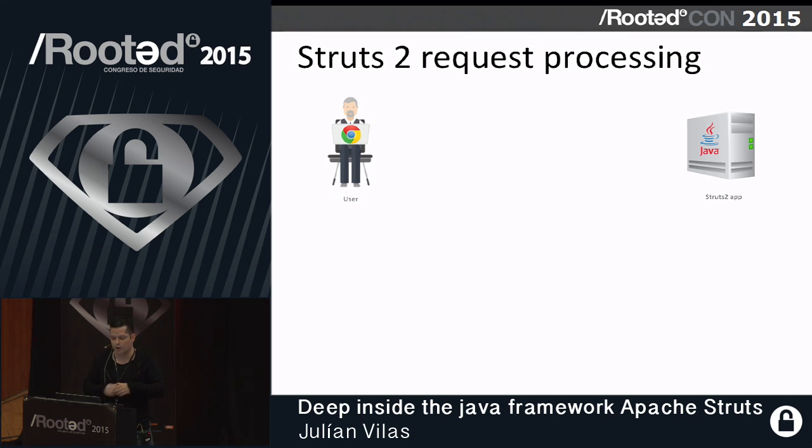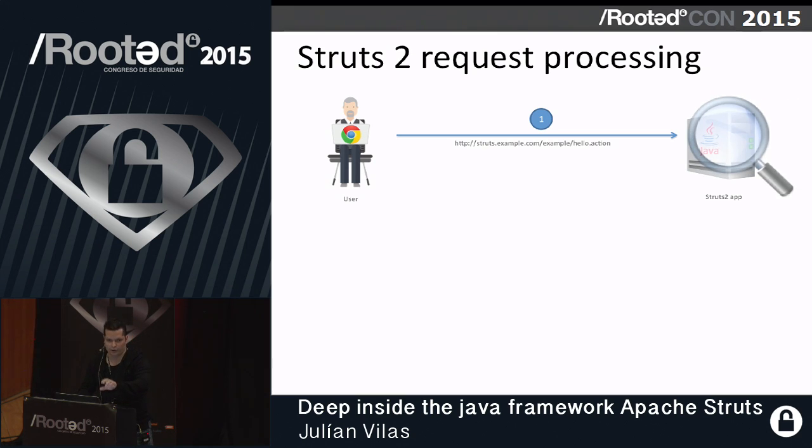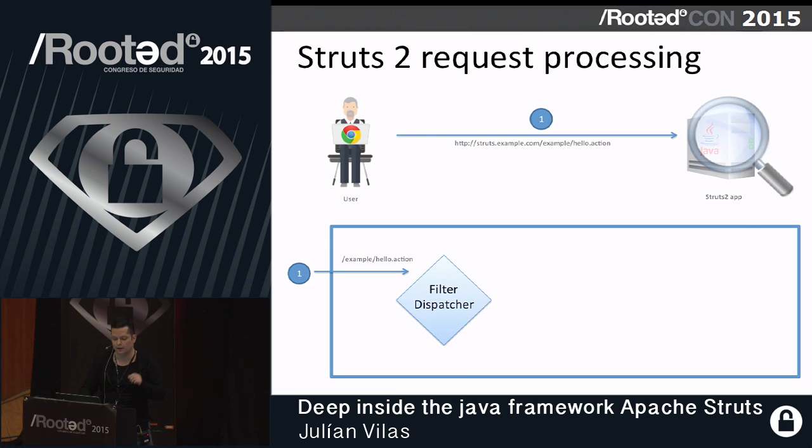Now, how can we process a request on Struts 2? We have our browser, and we are accessing an application on Struts. We access this URL. What is going on inside this Struts application? We can see that this URI, hello.action, goes through the filter dispatcher to identify what action we need to send the whole thing to be processed.